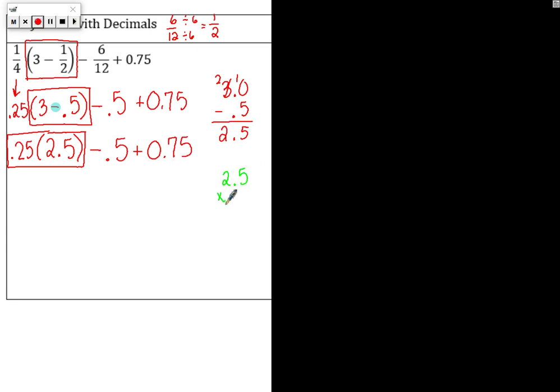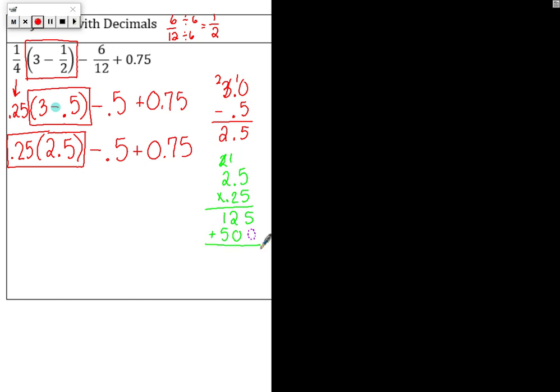2.5 times 0.25 would look like this. Remember, in multiplication, you do not have to line up the decimals. 5 times 5 is 25. We get 10 plus 2 more is 12. Don't forget, in multiplication, you need to put a placeholder 0 here before you keep multiplying. Now I'm going to multiply 2 times 5, which is 10. Carry the 1. 2 times 2 is 4, plus 1 is 5.